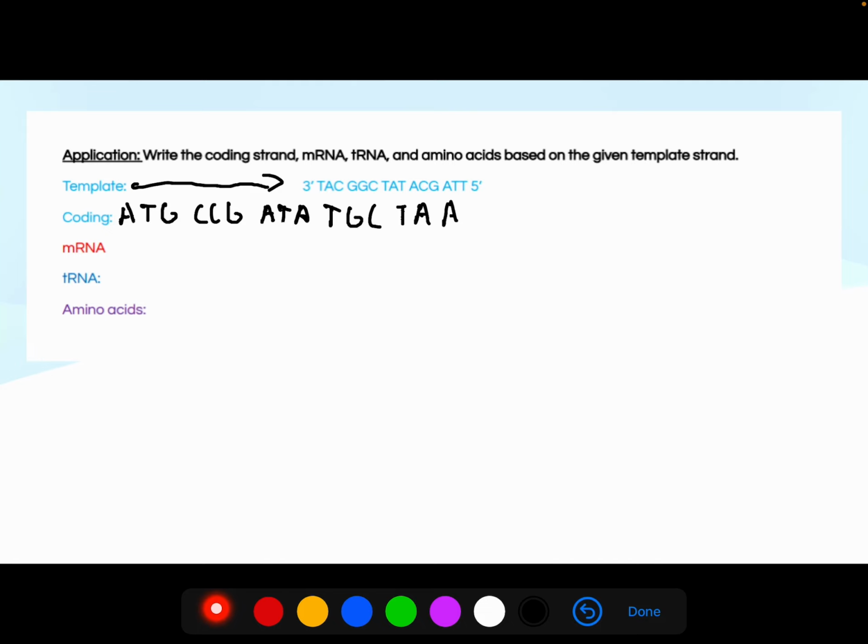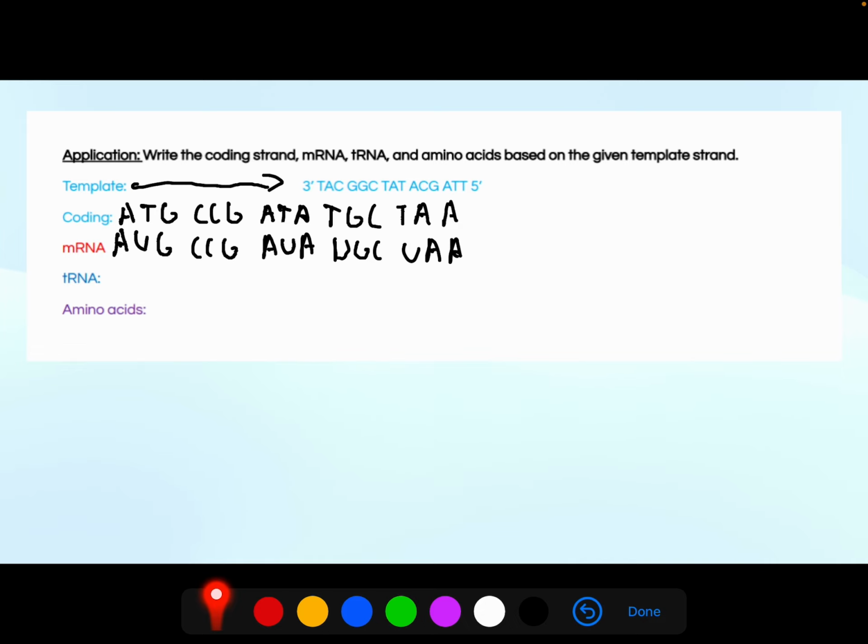In order to do that, we just have to write everything the exact same except T's are replaced with U's. So A is going to stay the same. T goes to U. G is the same. C, C, G is the exact same. A is the same. U is replacing T, and I can just keep going down the entire way. U, A. A lot faster and a lot easier. You just have to remember that T's go to U's, right?